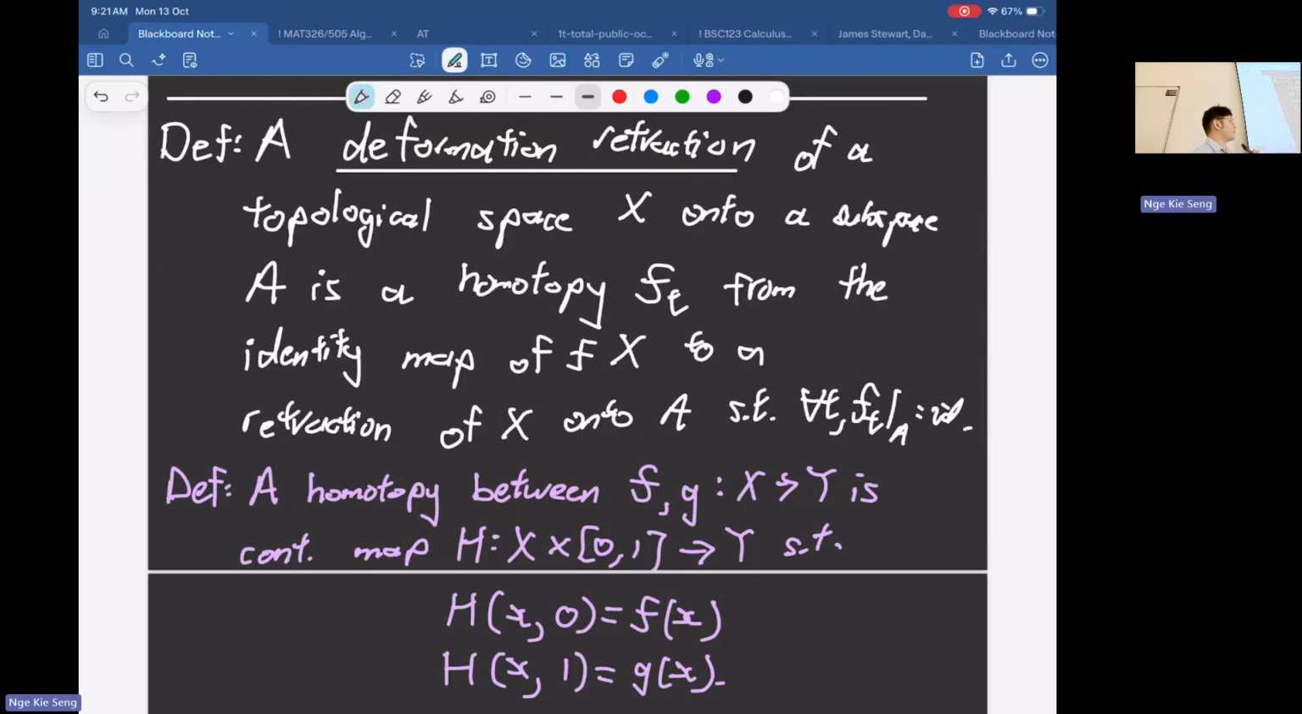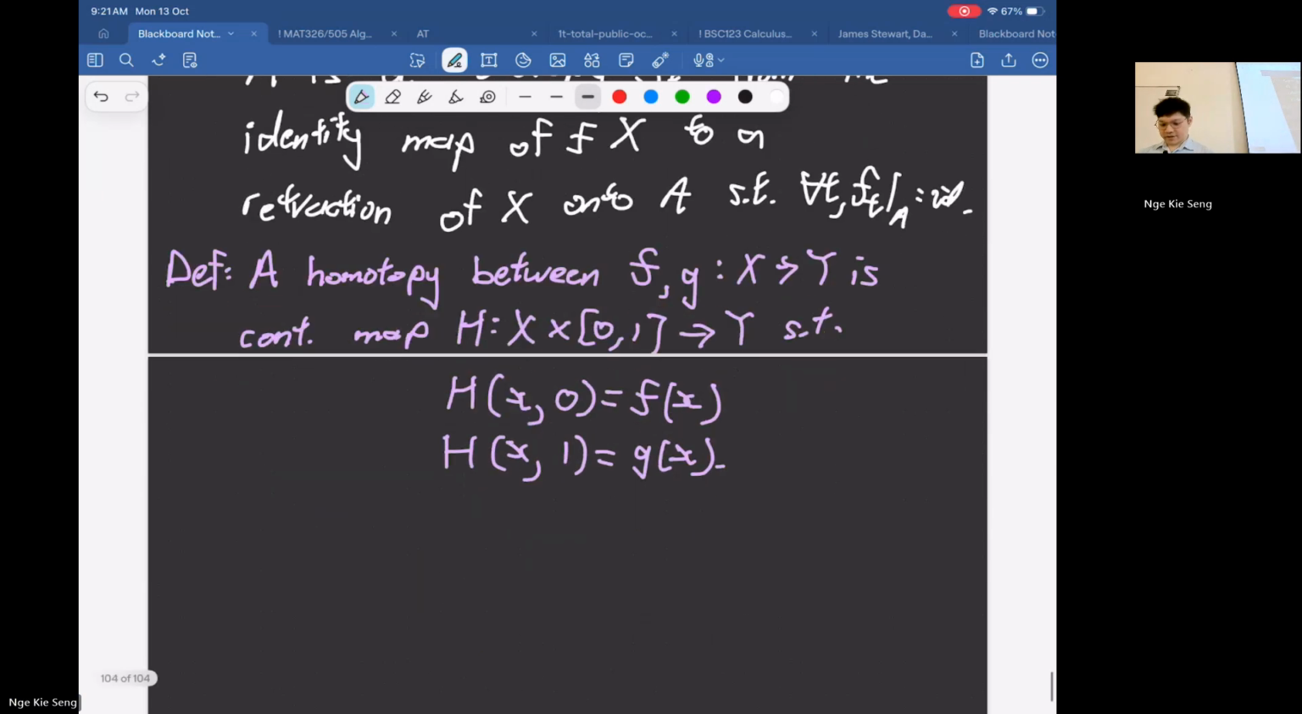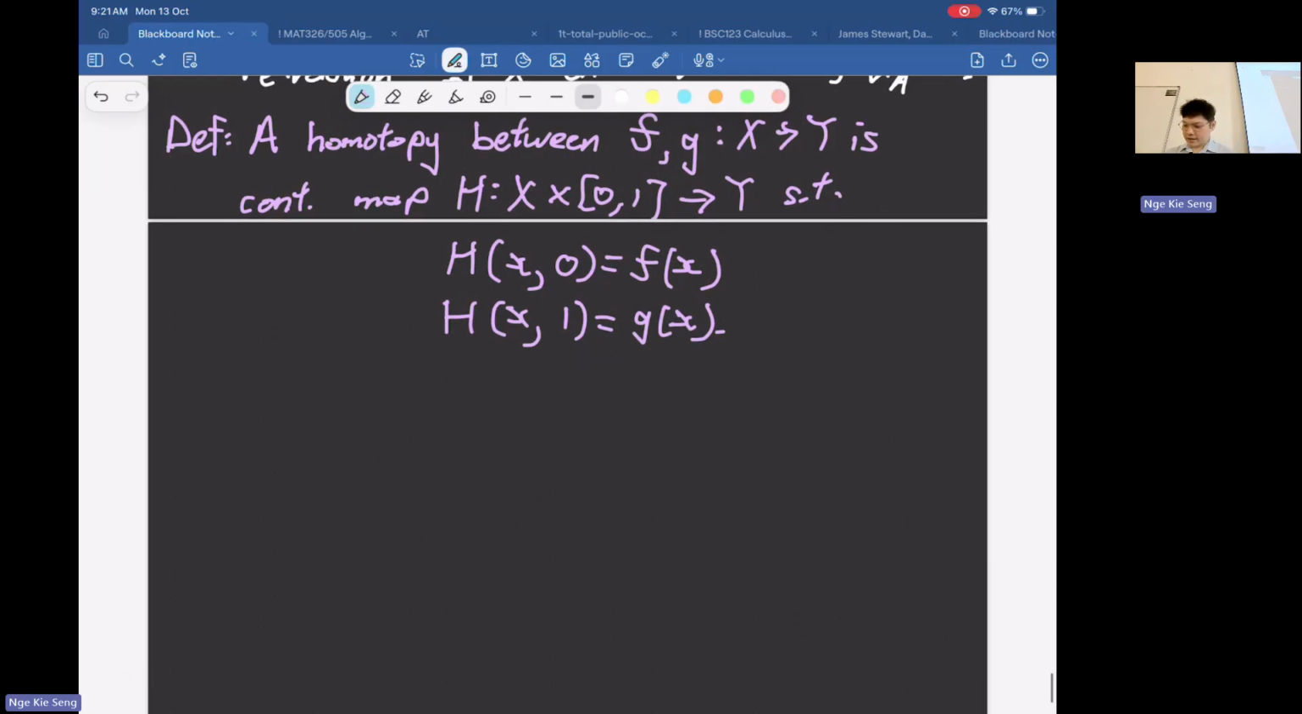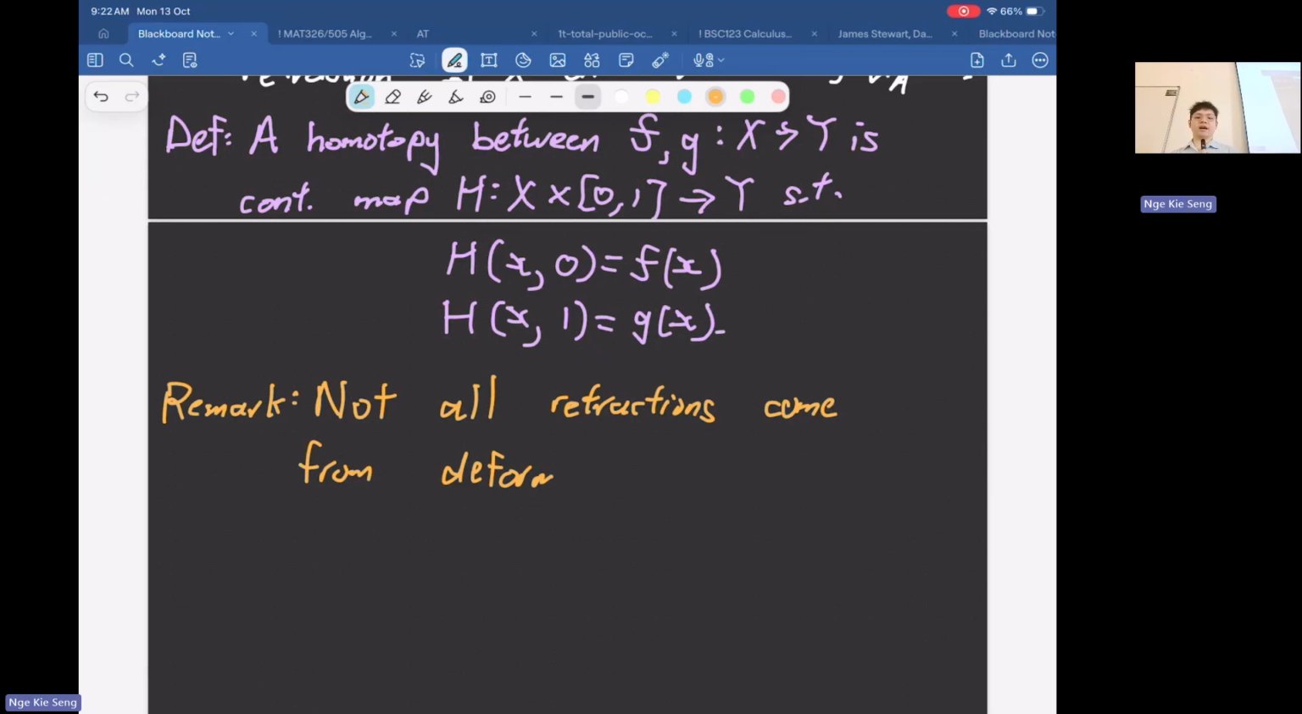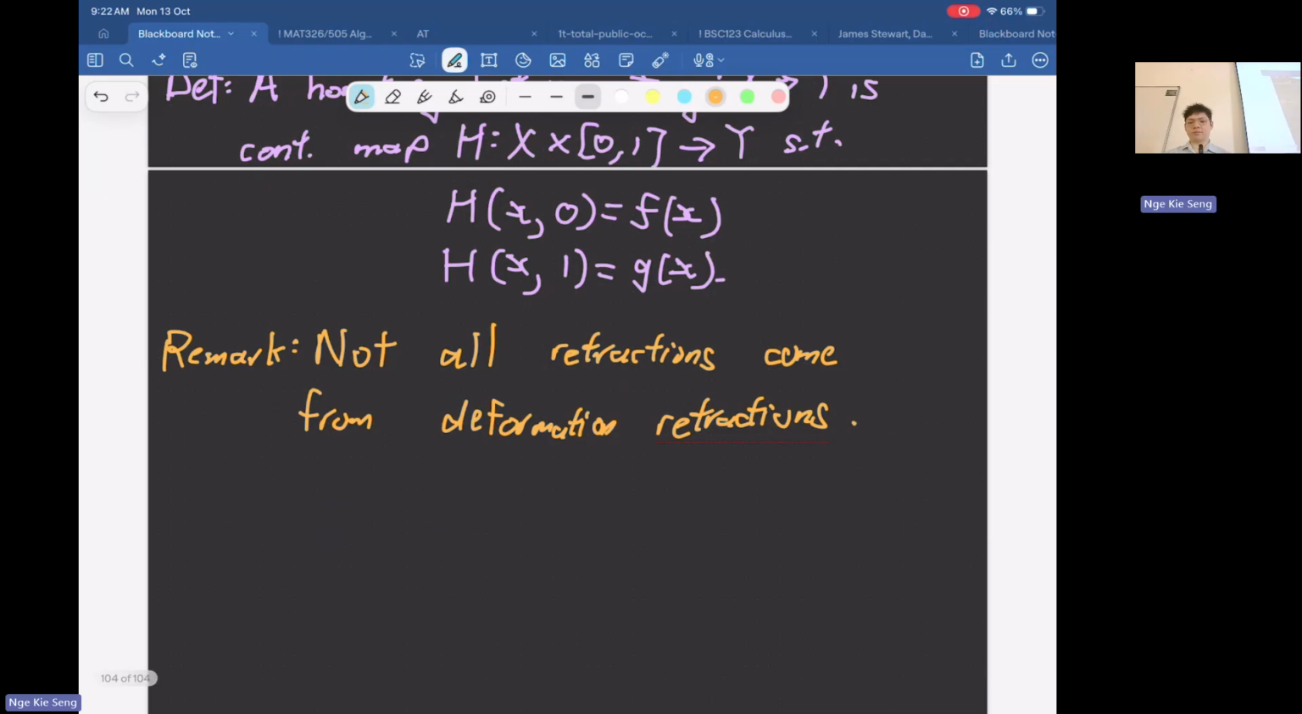So this is what we call a deformation. You deform to a retraction. Let's put a remark here. Not all retractions come from a deformation retract. You could always have a retraction, but you might not have this kind of homotopy, because the requirement for homotopy is continuity. You need to make sure the continuity works. So what kind of retraction doesn't come from a deformation retract?